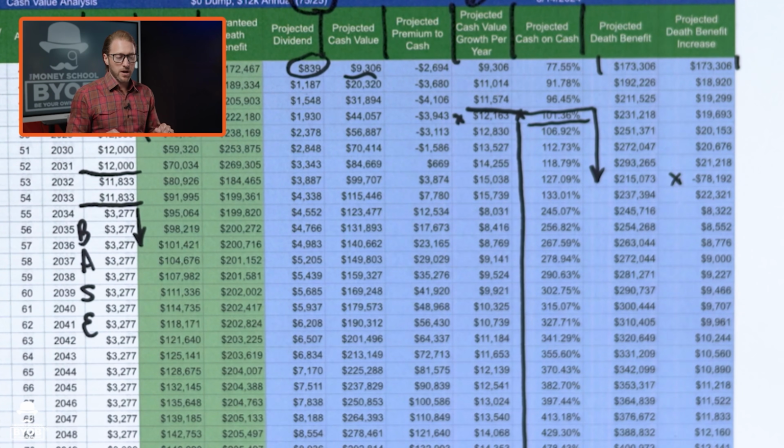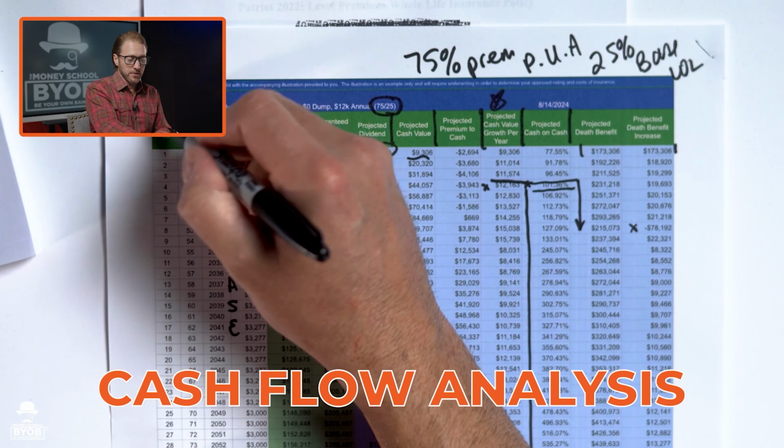So this is what we call our cash flow analysis. This is something that we do and we do for our clients only. If you just go to the insurance company or another agent, they're not going to provide this. So let's move on. So this is basically your illustration.